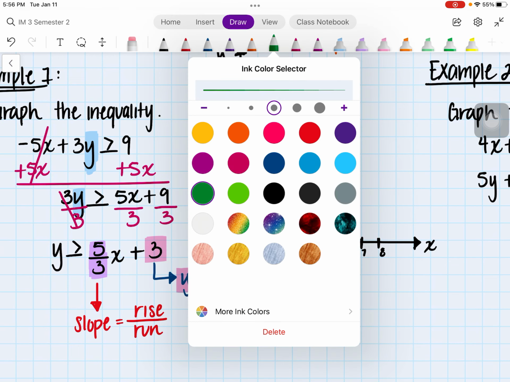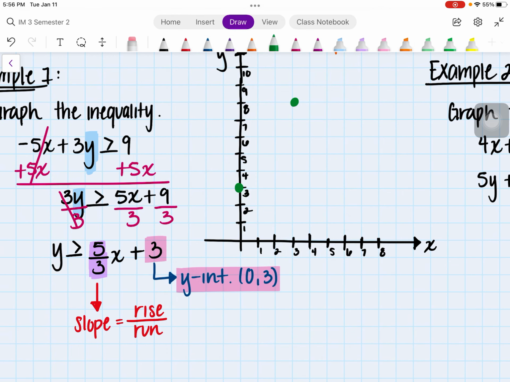And in this case, guys, whenever you're graphing, all you need is 2 points. So let's just go ahead and connect those two. And since we do have an equal sign, it is going to be a solid line. Now, once you graph, graphing is the easy part here. What we want to do is see whether there's going to be shading above or below.